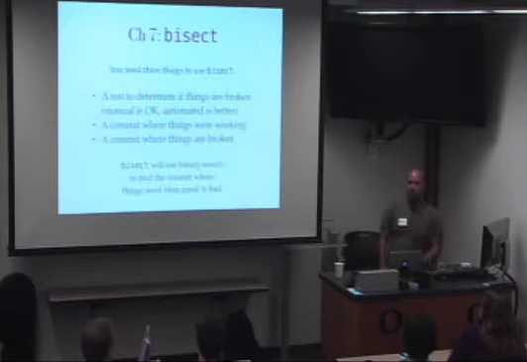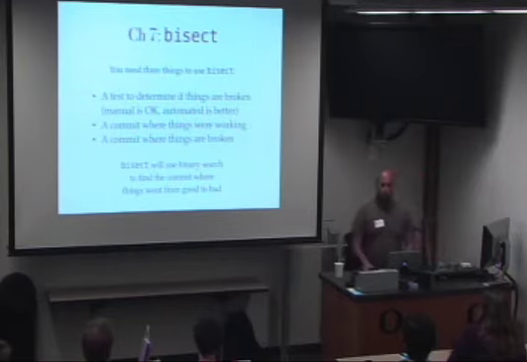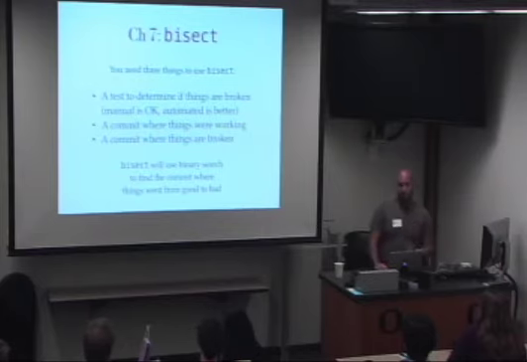So what bisect does is it allows you to use binary search to find the commit where things went from good to bad. To use this, you need a test to determine if things are broken, you need a commit where things were working, and you need a commit where things are broken. And it's just going to check out various different commits and run that test on them.